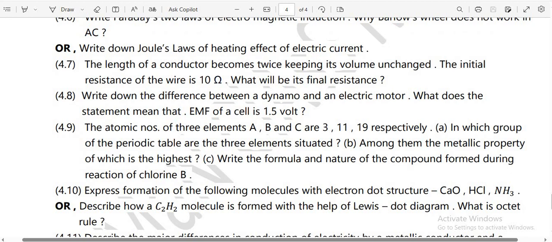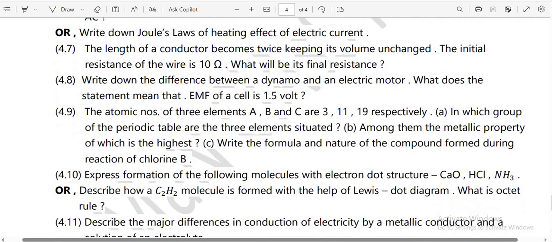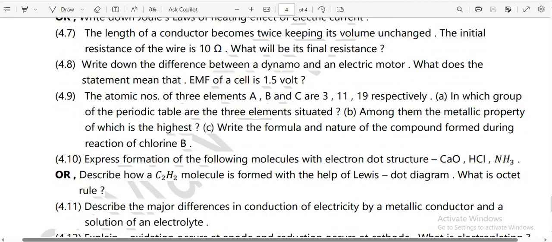4.10 Explain formation of the following molecules with electron dot structure: CaO, HCl, H2S. 4.10 Or describe how a C2H2 molecule is formed with the help of Lewis dot diagram. What is the octet rule?